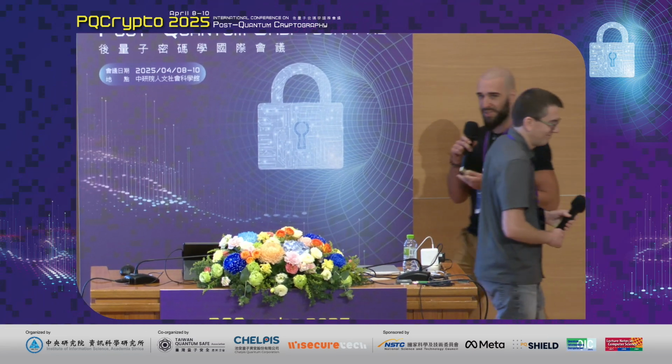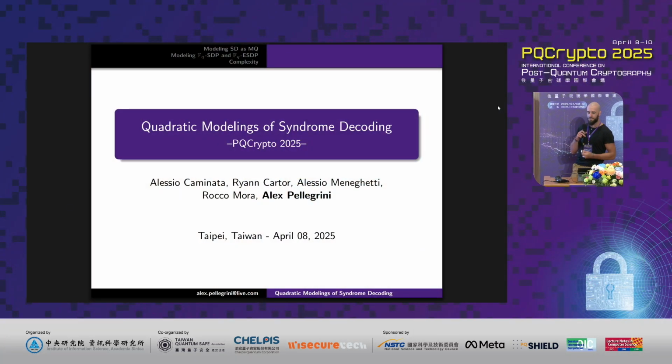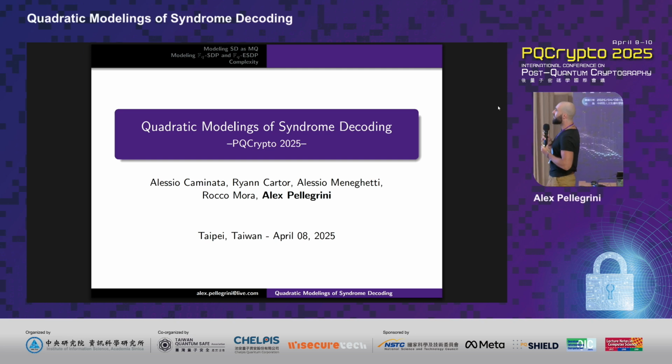Thank you very much for the introduction. As you said, it's a collaboration with Alessio Caminata, Ryan Carter, Alessio Meneghetti, and Rocco Mora, where we worked on giving some quadratic modelings, so an algebraic perspective of the syndrome decoding problem. We tried to give a different point of view than the usual combinatoric attacks on the syndrome decoding problem, which underlies basically the security of many code-based cryptosystems.